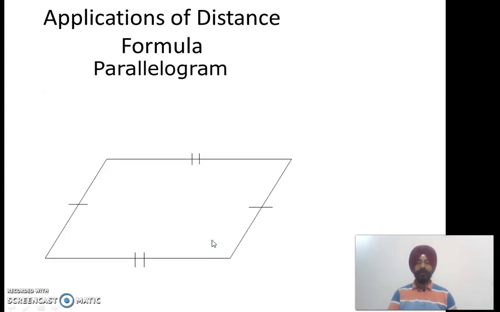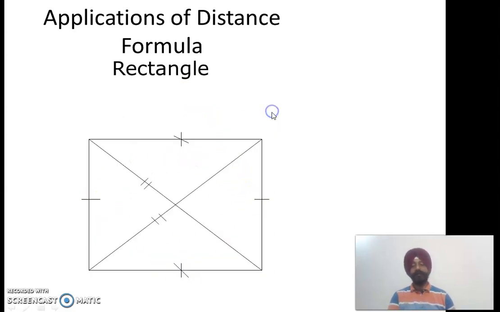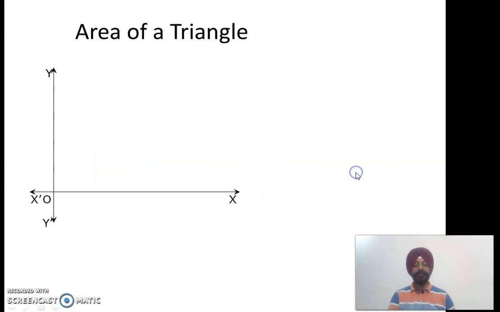Now come to the applications of the distance formula. In a parallelogram, the parallel sides are equal. Then the application on a rhombus: a rhombus means all sides are equal. Then the application on a rectangle: a rectangle means the parallel sides are equal but the diagonals are also equal. Then the application on a square: a square has 4 sides equal and the diagonals are also equal.